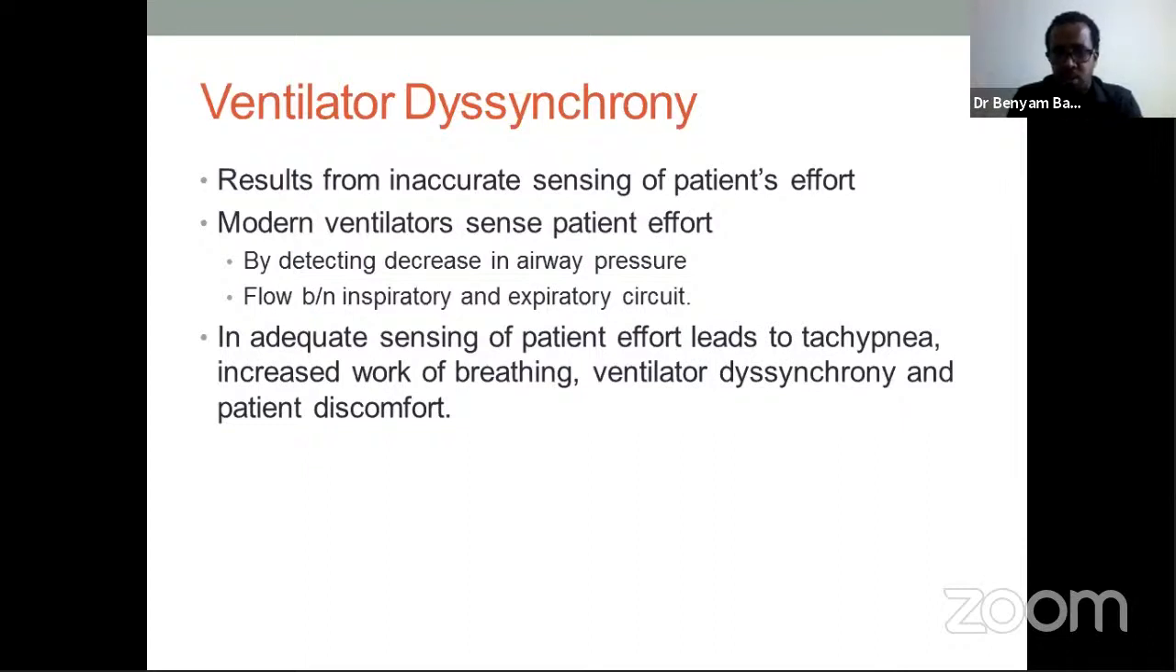So basically, we will set the sensing to be pressure or flow. Whenever we set those negative pressure or flow settings for the trigger inadequately, it will lead to patient asynchrony, because the patient will be going between inspiration and expiration frequently. This will cause tachypnea or increased work of breathing, and it will lead to ventilator desynchrony and patient discomfort.